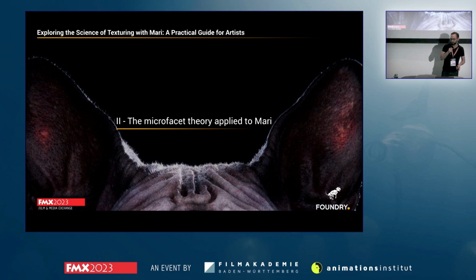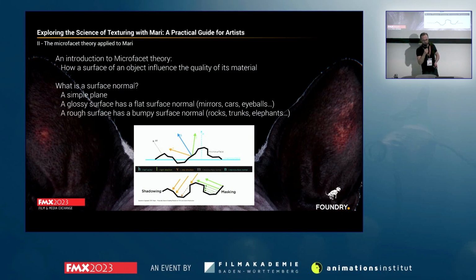If we cut this word into two different words, micro and facet, it means the surface seen through a microscope. And that's really what we want to understand when we are doing texturing. So what is the microfacet theory? First, something that we want to have a look at is the surface. The microfacet theory defines how your surface will look from the outside, how its specularity and its quality will be.